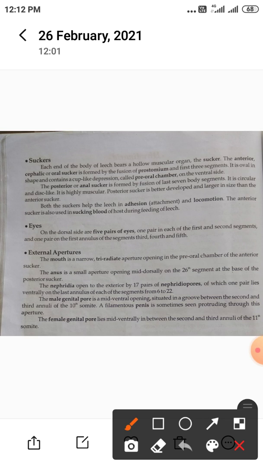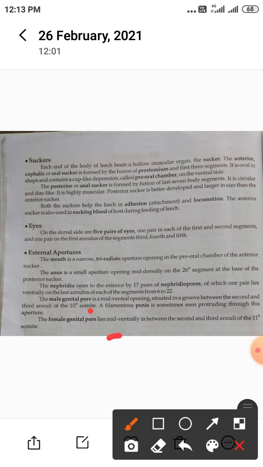The male genital pore, this is a reproductive character. The male genital pore is a mid-ventral opening situated in a groove between the second and third annuli of the tenth somite. A filamentous penis is sometimes seen protruding through this aperture. Where is it situated? It is situated in a groove between the second and third annuli of the tenth somite. A filamentous penis is sometimes seen protruding through this aperture.